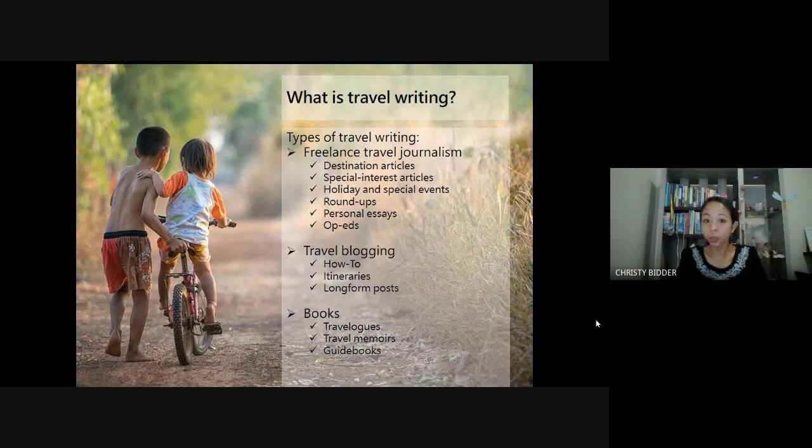Itineraries reveal the schedule that the writer took at a given destination, city by city or side by side. They are meant for travelers who are embarking on a similar trip and they need a template. For example, articles like My Complete Peru Itinerary, a 2 week itinerary, backpacking Europe on a budget.